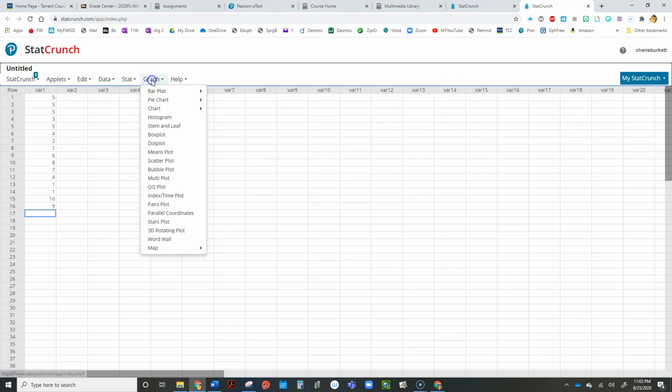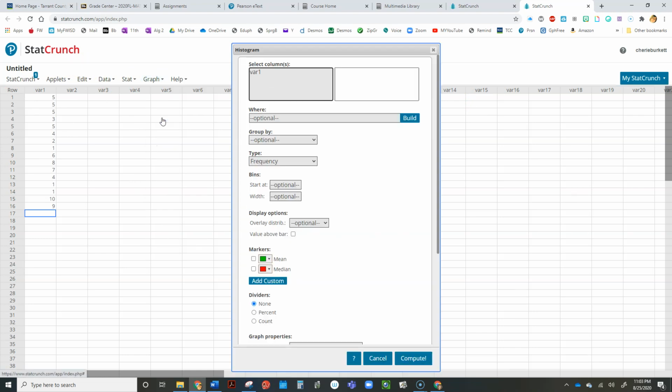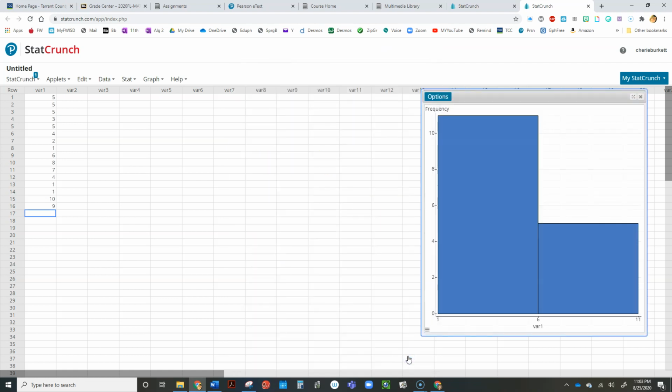Let's do that one again. Histogram. Let's say we start at 1, since that was my smallest number. And then we say the class width is 5, and see what happens. We do want a frequency. I got to put that over there. Okay, now we compute. Okay, there we go. We had to tell it where to start.